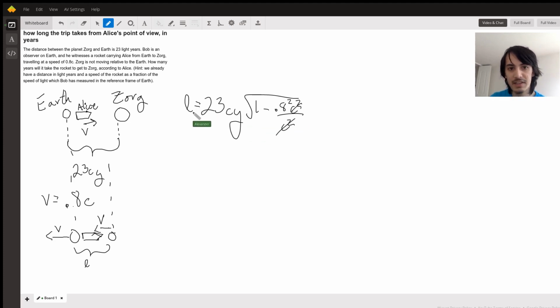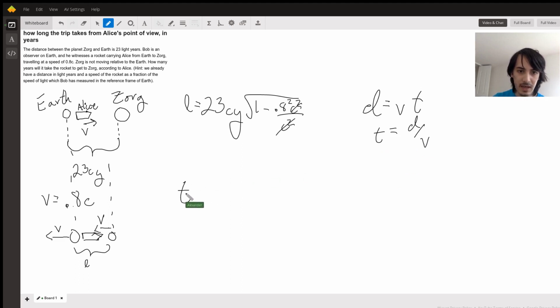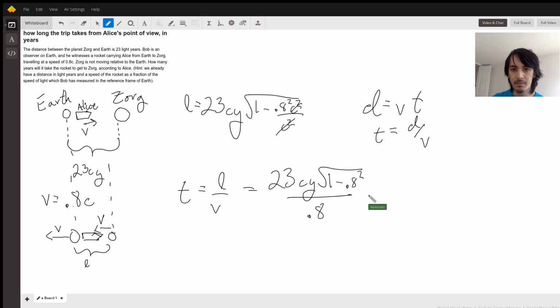So we have an expression for the distance that Alice sees, and the planet Zorg is moving towards her with speed v, where v is still 0.8 c, and we know that distance equals velocity times time. So the amount of time that it takes is just going to be the distance over the velocity, which tells us that t is going to be L over v, which is just 23 light years times square root 1 minus 0.8 squared over 0.8.